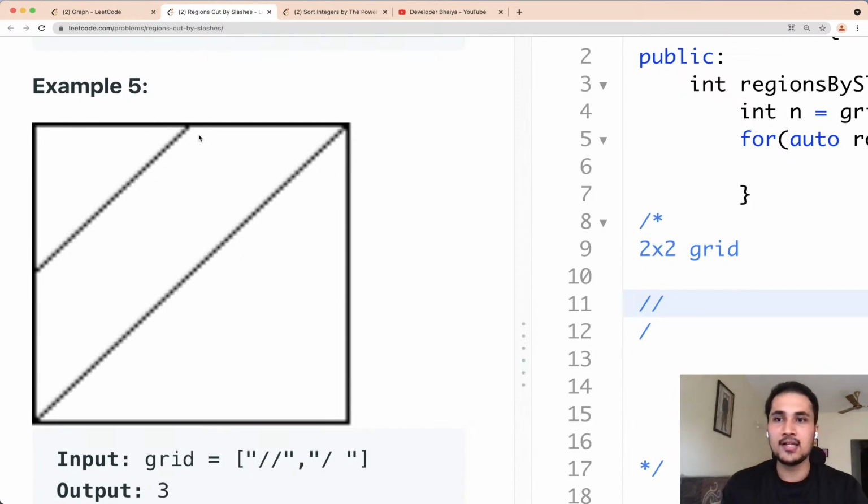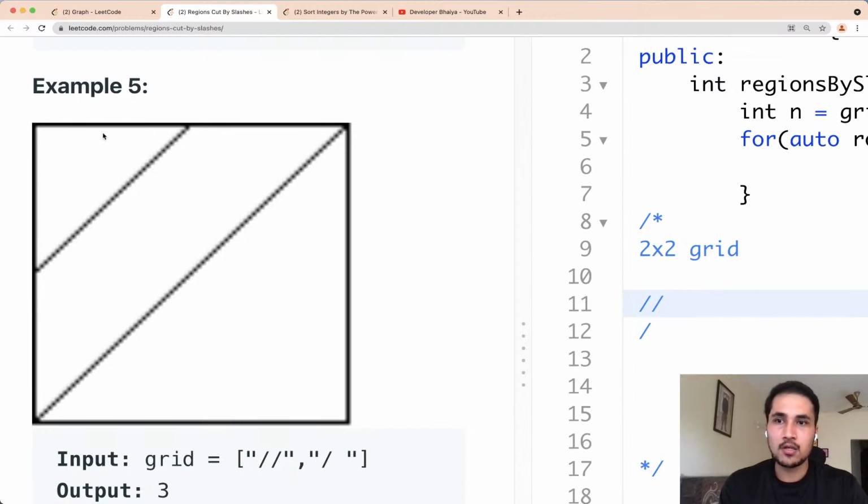I'm trying to basically create virtual nodes. And what do I mean by virtual nodes? Initially, for a 2x2 grid, I'm looking at it as a graph of 9 vertices. Each row is having 3 vertices.